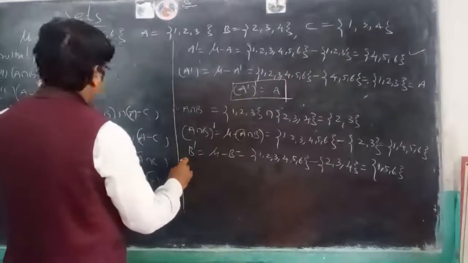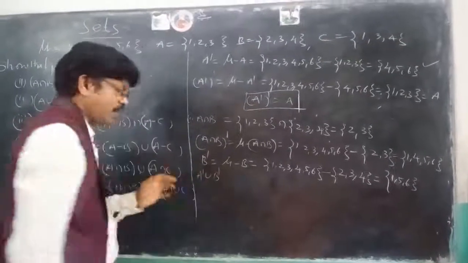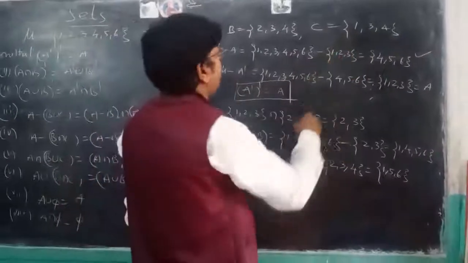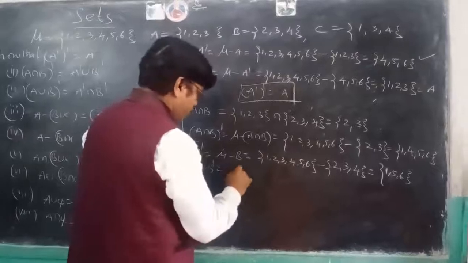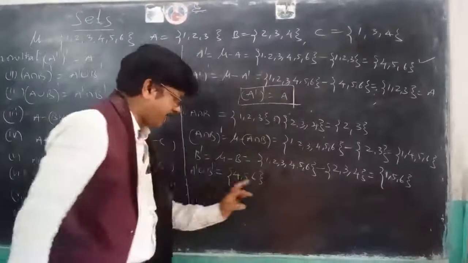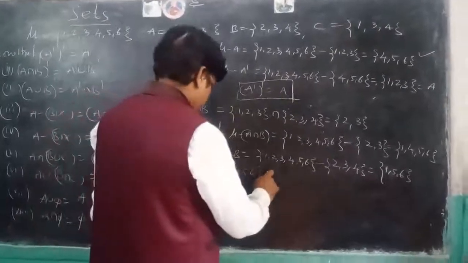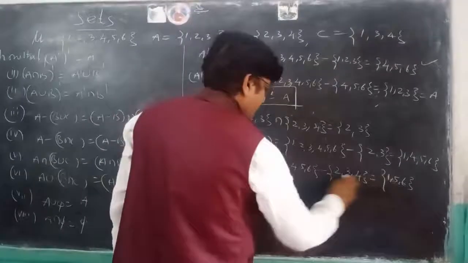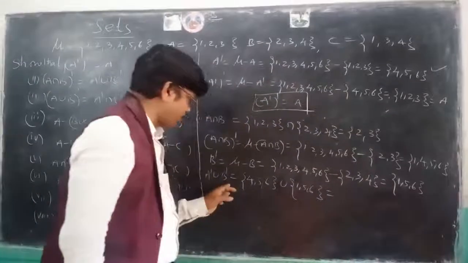What's the identity? A dash union B dash, or A complement union B complement. Substitute A complement, what? 4, 5, 6. This is the bracket, you write like this. Union B complement. What is B complement? 1, 5, 6. Now A dash union B dash.